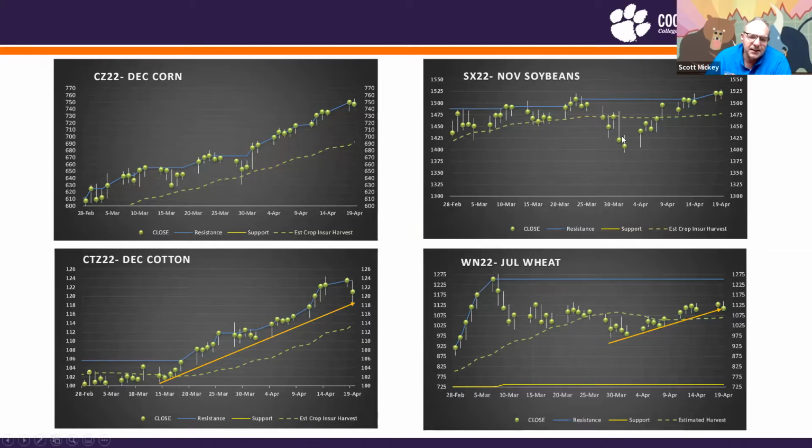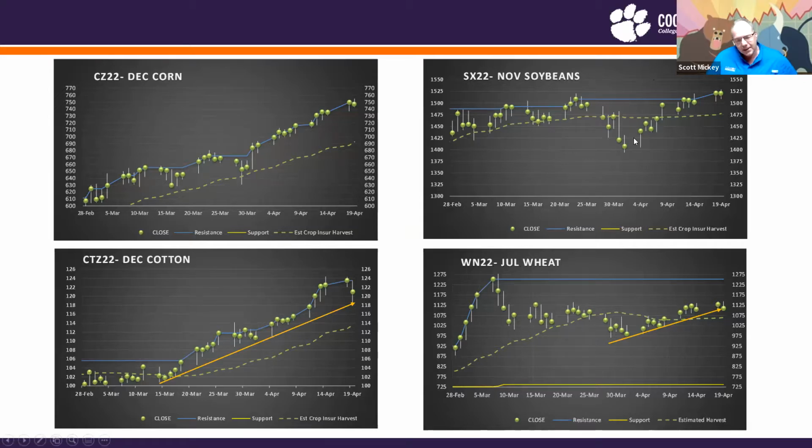Since the planning intentions report, though, we have seen a rally from a little over $14 to where it closed yesterday at just under $15.25 a bushel. That's $1. While it doesn't look impressive on the chart, you have to put in context that we're talking about $15 soybeans against the November 2022 crop. That's a really good pricing opportunity.